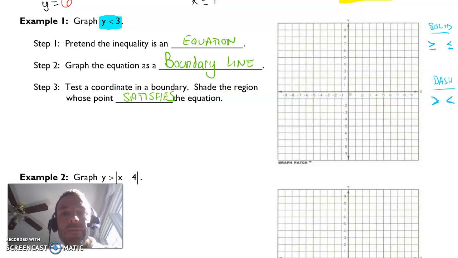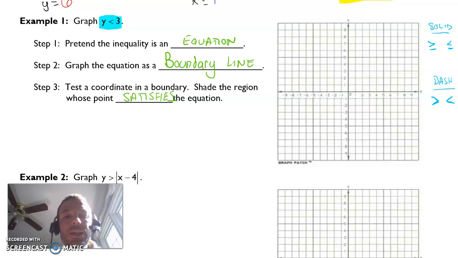When graphing these, first and foremost, assume that this is an equation, and you're going to graph the line like a boundary. And when we talk about boundary, that's these notes over here in blue. When the inequality symbol is a greater than or equal to, or a less than or equal to, you're going to graph a solid line. But when that boundary line is representing a greater than or a less than, but not an equal to, that's when you have to graph your boundary line as dashed.